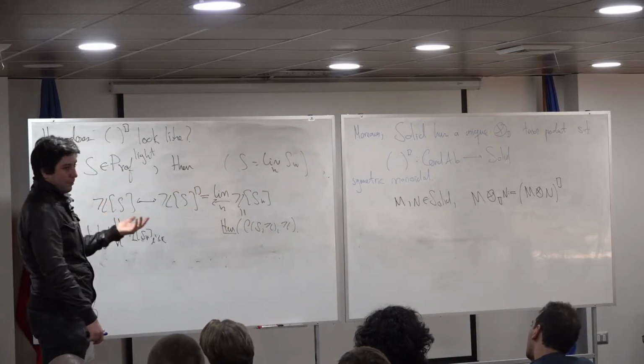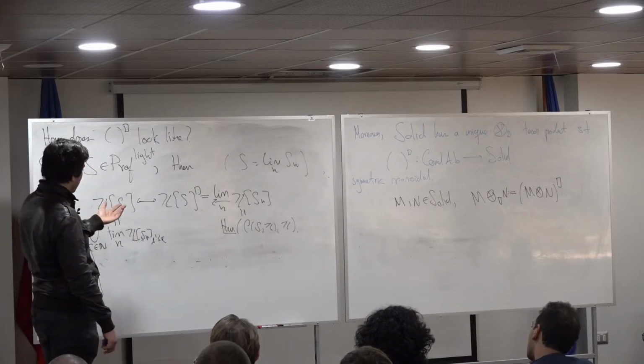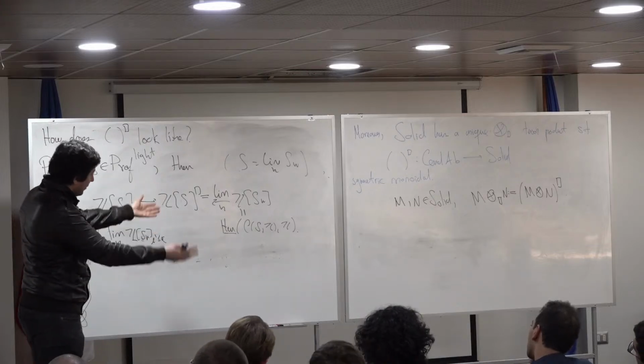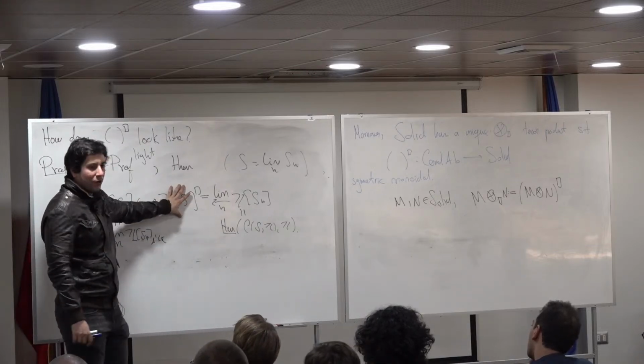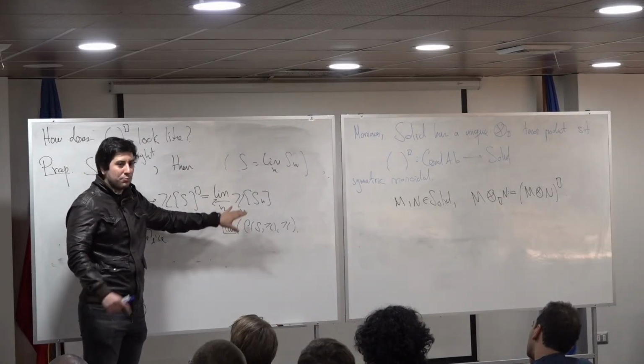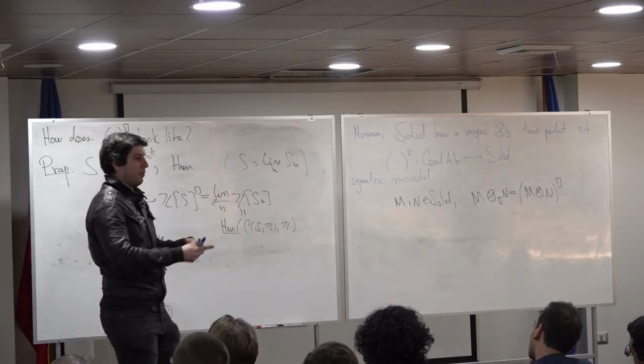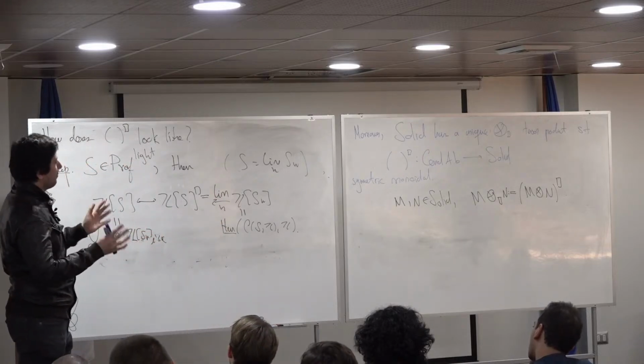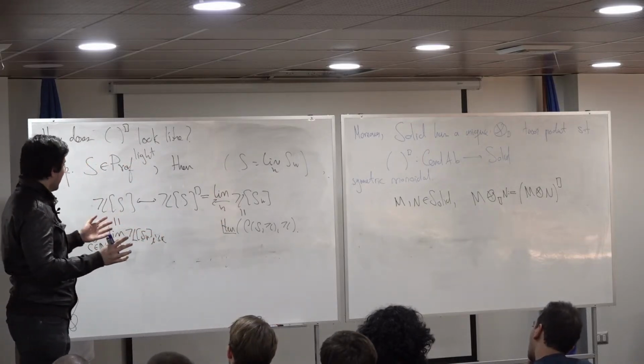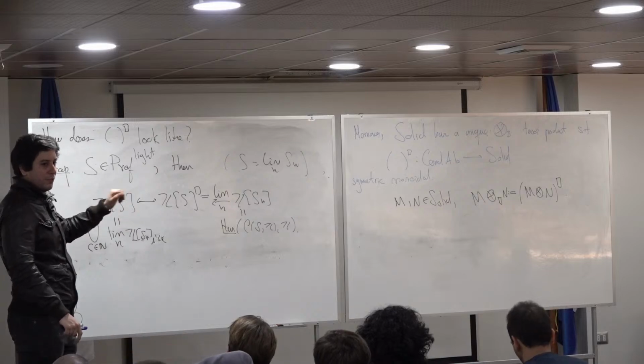In the original approach to condensed mathematics, the way you define solid abelian groups was precisely by defining the free objects in this way and trying to spread out this definition to more objects. Well, in here, you go the other way around. You first give a definition that for formal reasons has very good categorical properties, and then you compute what these objects look like.